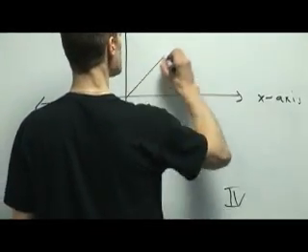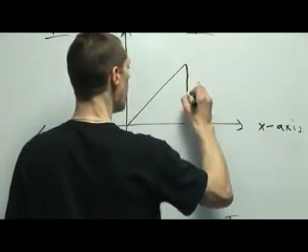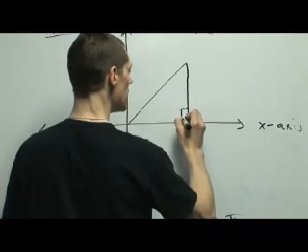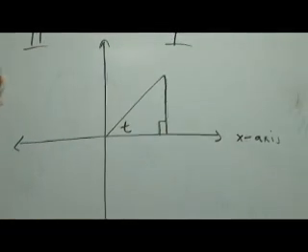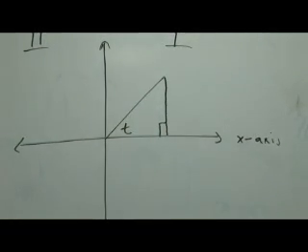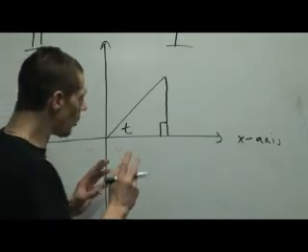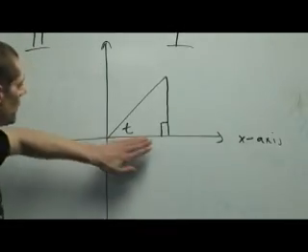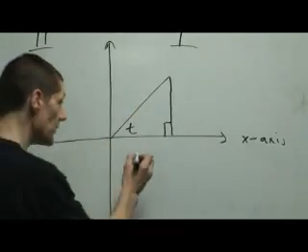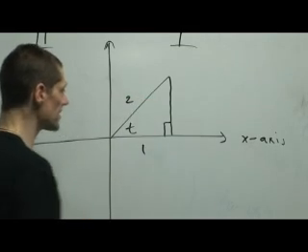I'm not even going to draw a circle right now. I'm going to draw some generic picture. I have no idea what t is. Here's t. I know that the cosine of t is 1/2. What does cosine mean? Cosine means this divided by this. So this has to be 1 and this has to be 2.